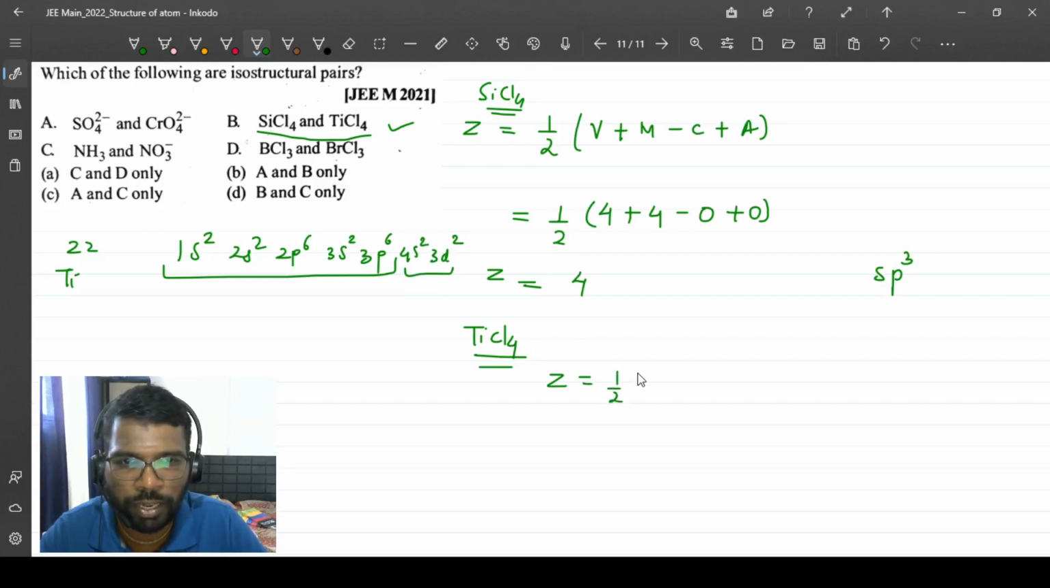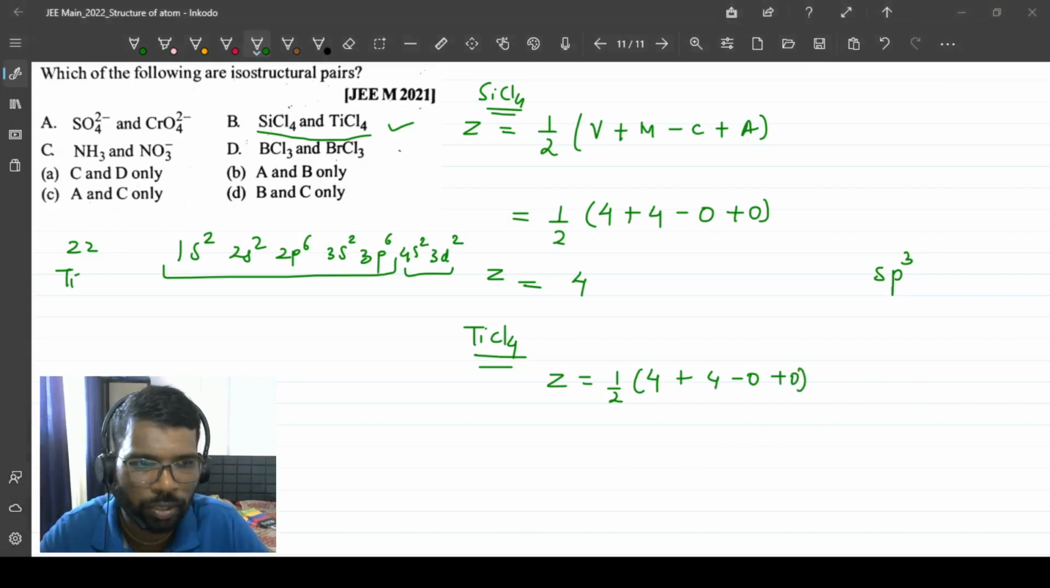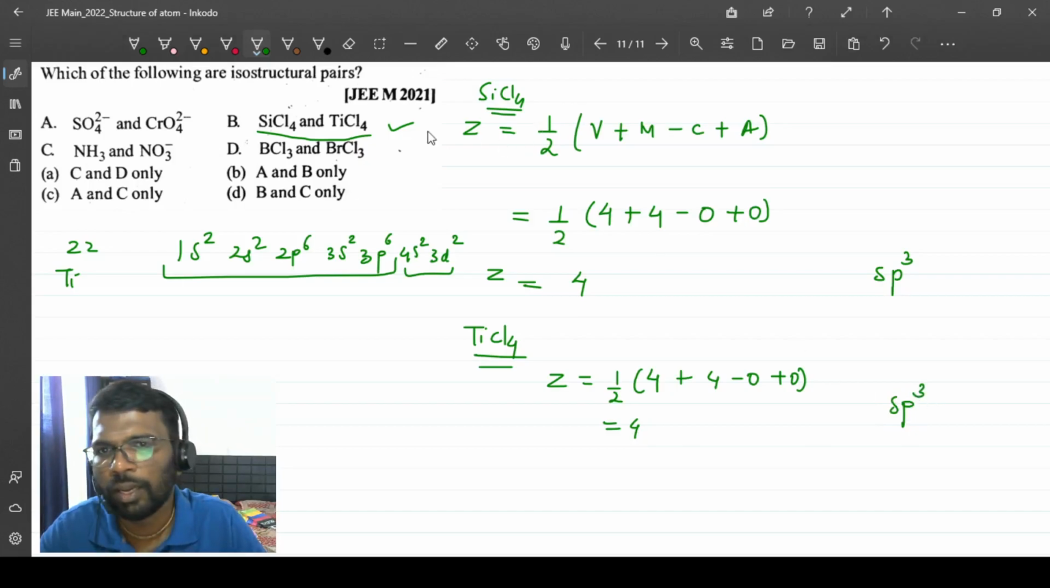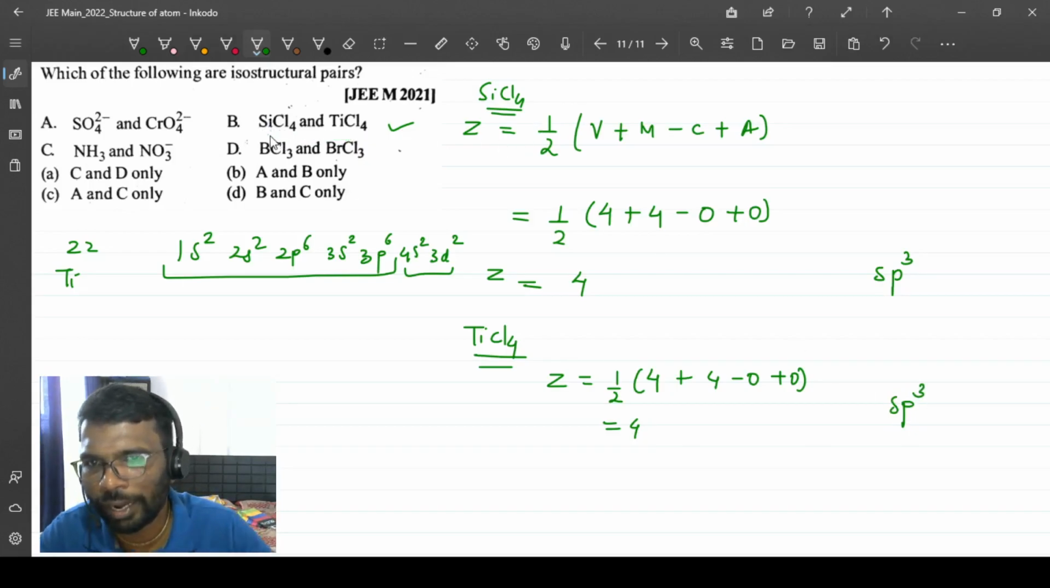So half times 4 valence electrons plus the number of monovalent atoms is 4. There is no charge on this, 0 plus 0. And the answer will again come to 4. So here also the hybridization is sp3. Okay, this is about the case where we found that A and B are isostructural.